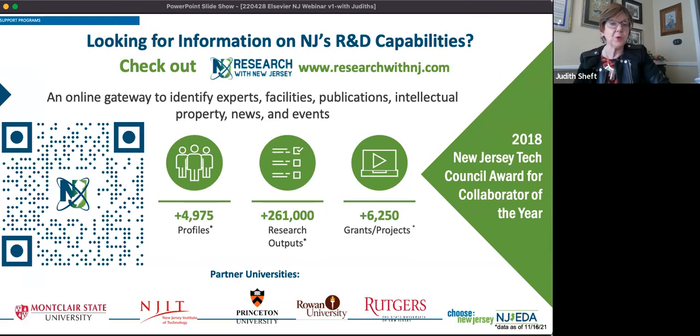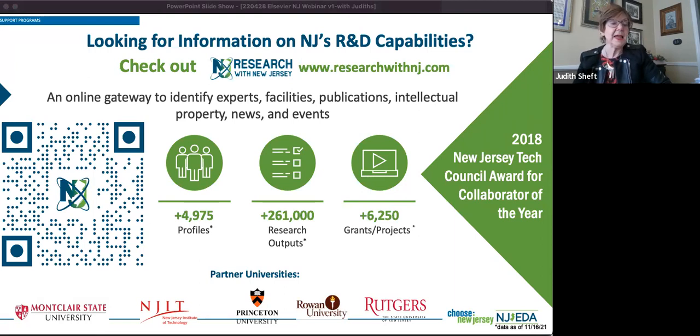We have a portal, Research with New Jersey, that has really been built up in partnership with Elsevier, using a number of their capabilities to find ways that you can, through a search engine mechanism, type in different terms of what you're looking for. We have about 5,000 different academic profiles that people can search on, close to 261 different research outputs, which are papers and publications that they've had, information on grants as well as facilities.